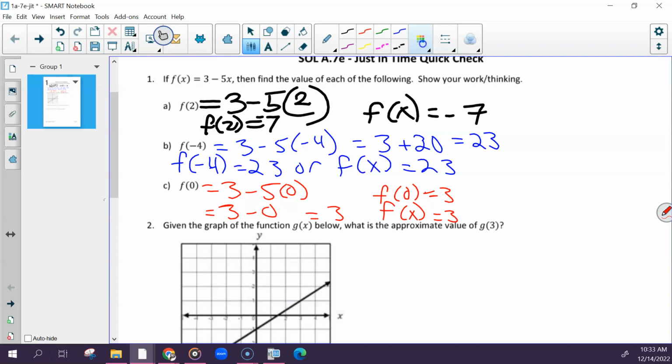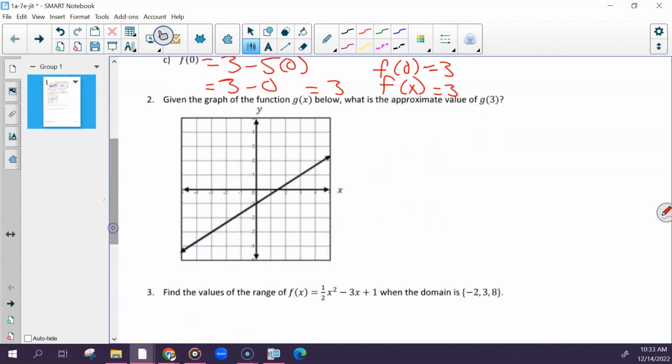Anyone want to do 2? Same thing. You were given g of some number, so that was your x. So you're trying to figure out when x is 3, what is your y value, which is 1. So g of 3 equals 1. There's really no work for you to do. You're just kind of matching the lines together. Questions on that one?